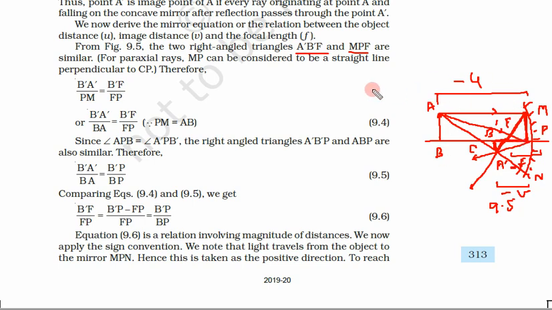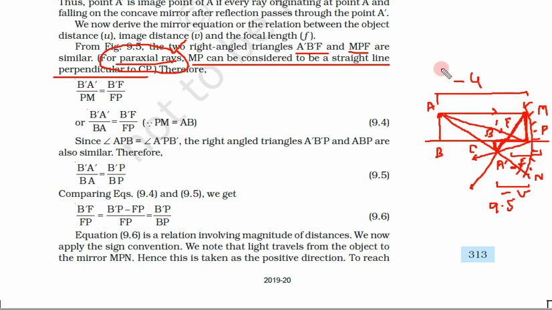So this is the first thing. And what they are saying is, for paraxial rays, MP can be considered to be a straight line perpendicular to CP. Paraxial rays are those rays which are parallel to the principal axis and make very small angles. We have already learned that when angles are very small or the radius of curvature is very large, this is a very good approximation.